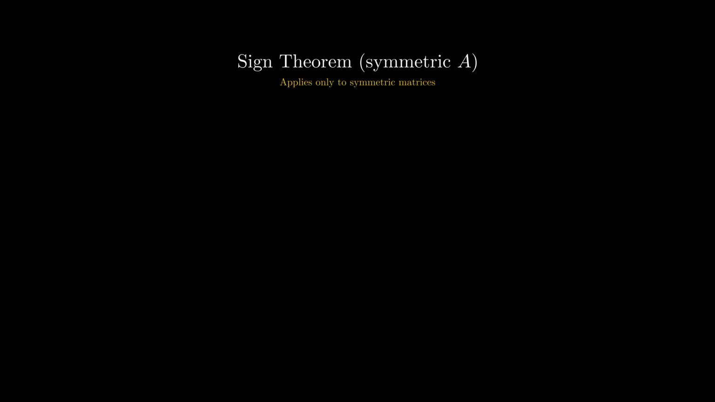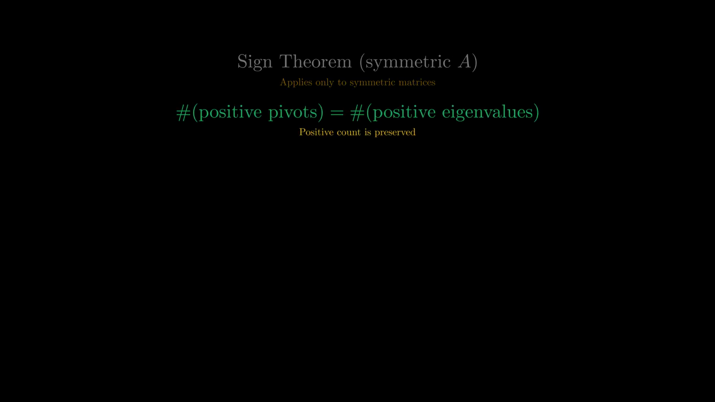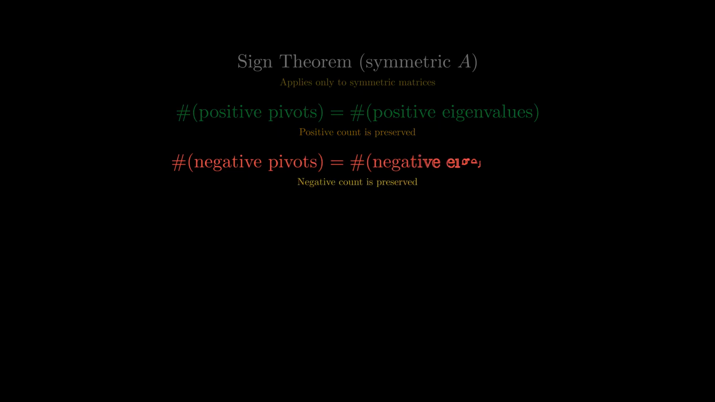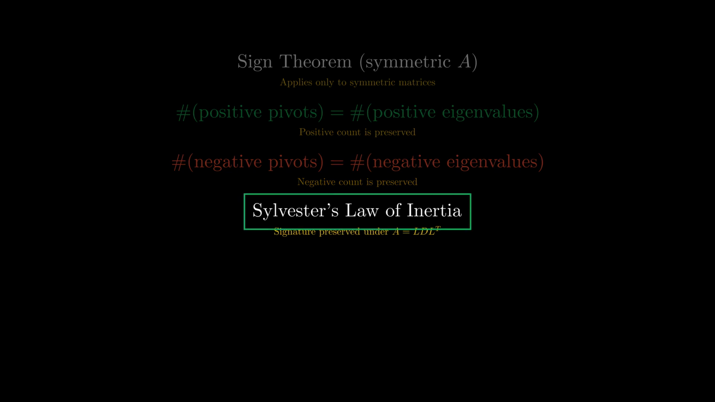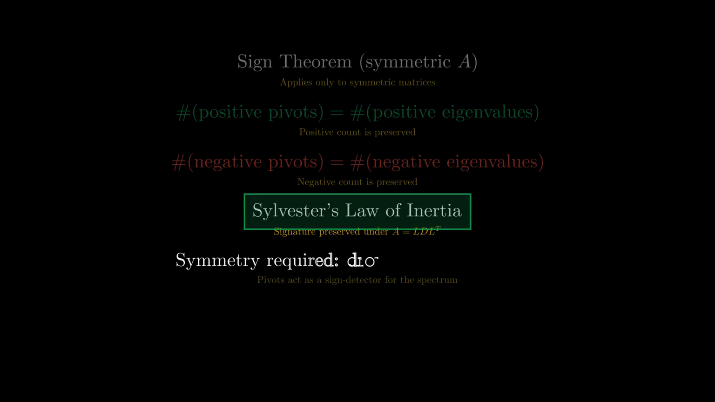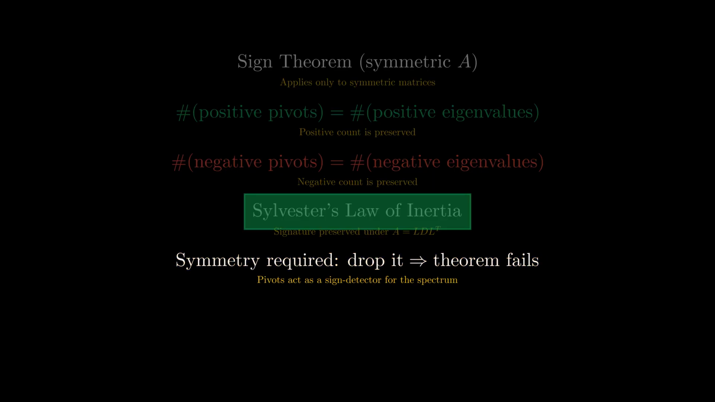For any symmetric matrix A, the number of positive pivots equals the number of positive eigenvalues, and the number of negative pivots equals the number of negative eigenvalues. This is Sylvester's law of inertia. The signature, meaning the count of positive and negative entries, is preserved by symmetric elimination. Symmetry is essential here. Drop it and the theorem fails. Keep it and the pivots act as a sign detector for the spectrum.